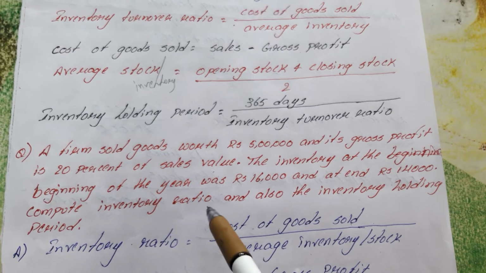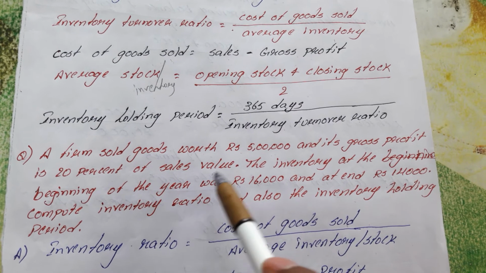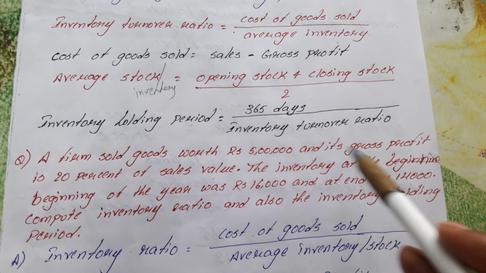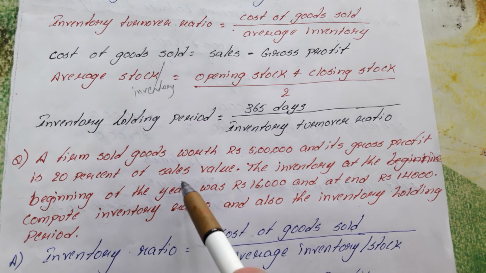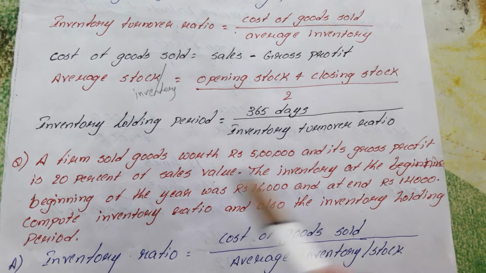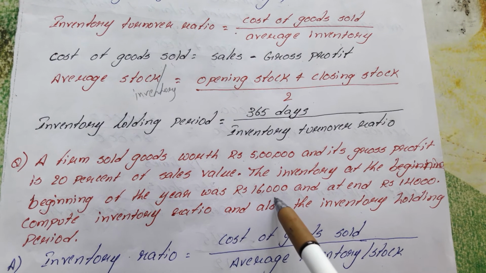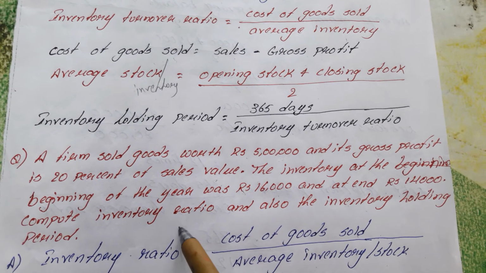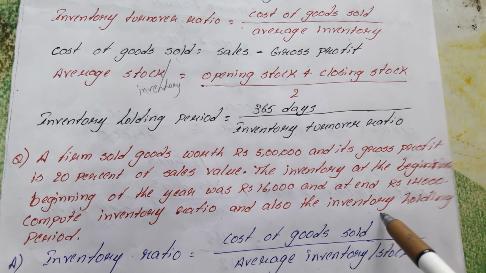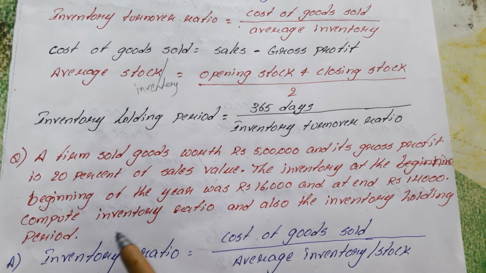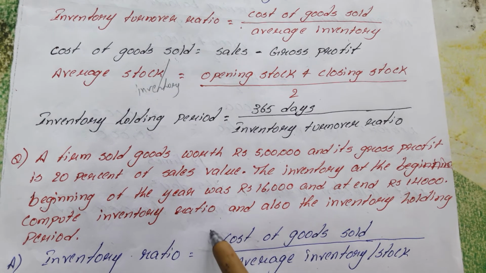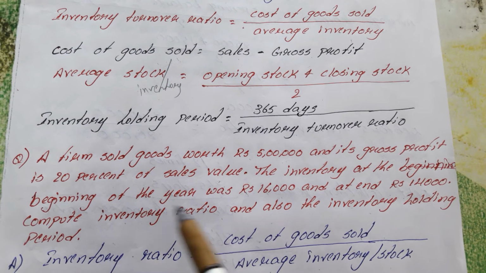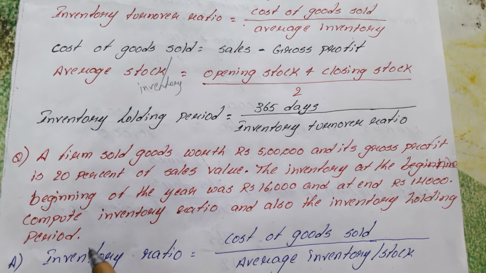Now we'll see one problem related to inventory ratio. A firm sold goods worth rupees 5 lakhs and its gross profit is 20% of sales value. The inventory at the beginning of the year was rupees 16,000 and at the end is rupees 14,000. Compute the inventory ratio and also the inventory holding period. So with the help of the given information, they're asking us to calculate the inventory ratio and inventory holding period.